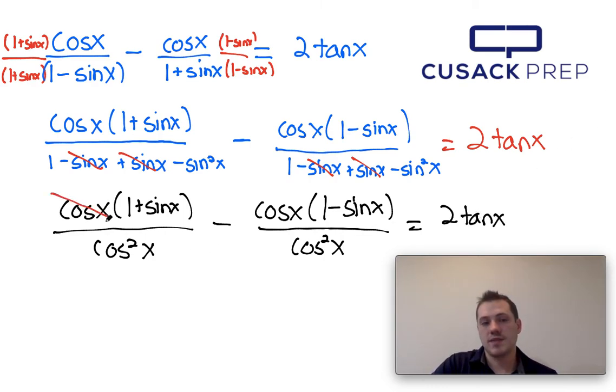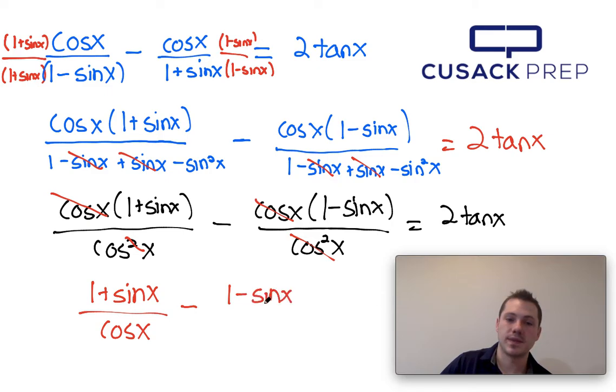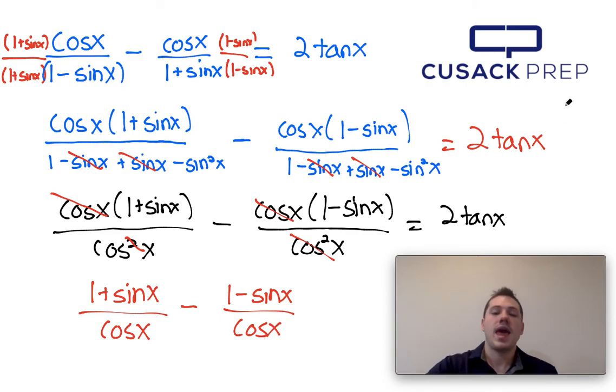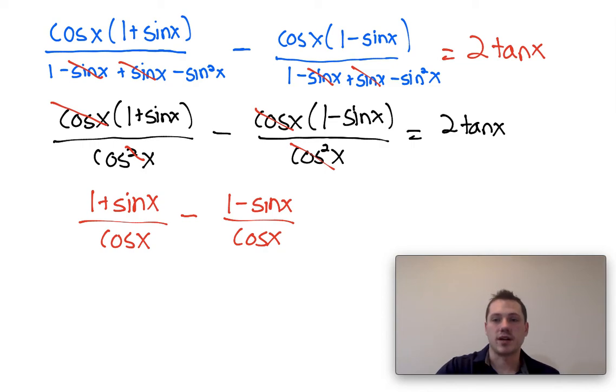Now I can cross off this cosine with one of the ones on the bottom in both fractions, and so what I end up with is 1 plus sine of x over cosine of x minus 1 minus sine of x over cosine of x. Now, when you have fractions like this, in order to combine them, you just add straight across the top and straight across the bottom, or in this case, subtract.